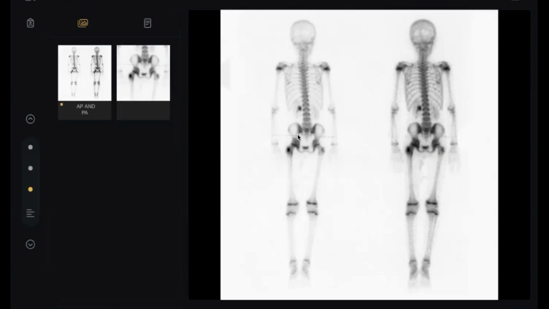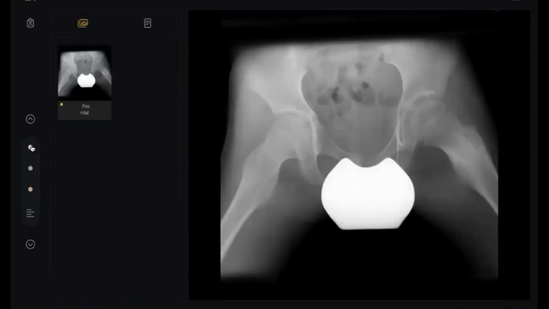First of all, I can see that there is uptake within the kidneys, so this is not likely to be a super bone scan study. What else? I can see that there are two areas of uptake. From the beginning, we have a localized abnormality.